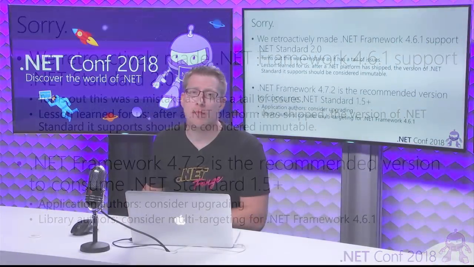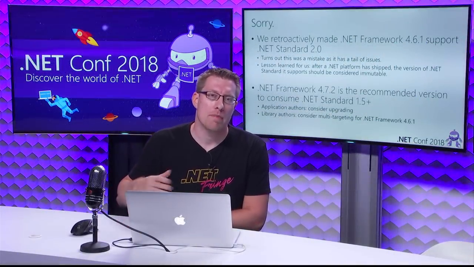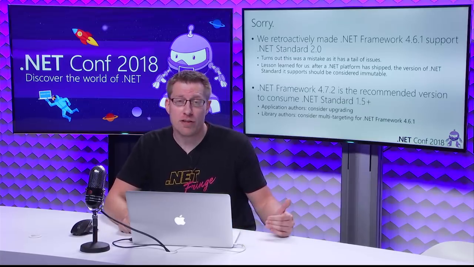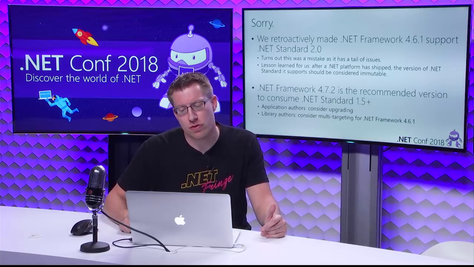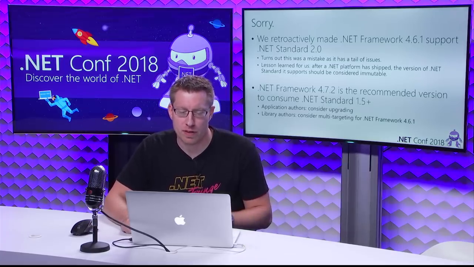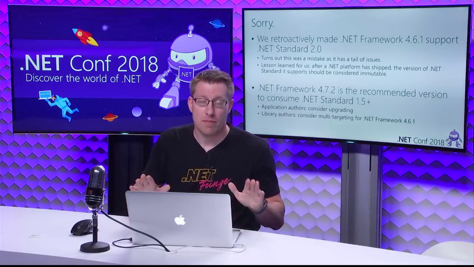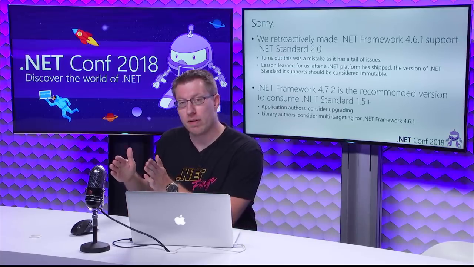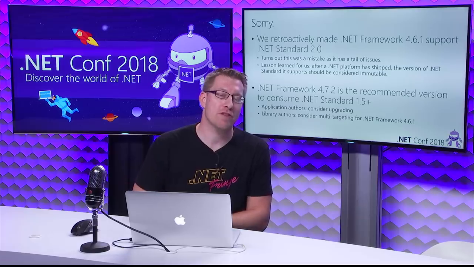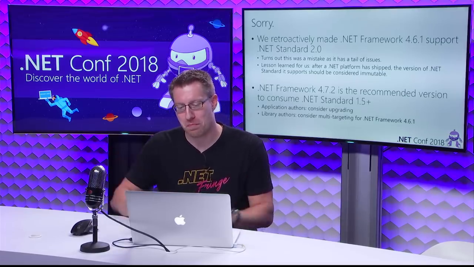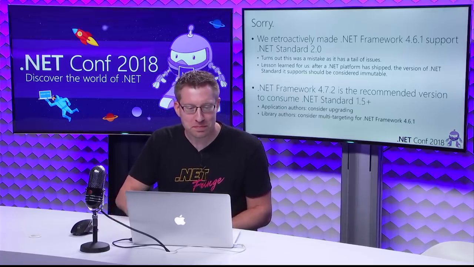You still compile the same code, you don't have to change your source code at all, but you just basically produce two binaries as opposed to just one binary. And as an application author, you should upgrade to 4.7.2 if you consume .NET Standard 2.0 binaries, because the experience will be so much better. So again, I'm very sorry. For us, the major learning here is that after .NET Platform shipped, you will never ever change the mapping of which .NET Standard version this platform is supposed to implement, because bad things happen if we do that.